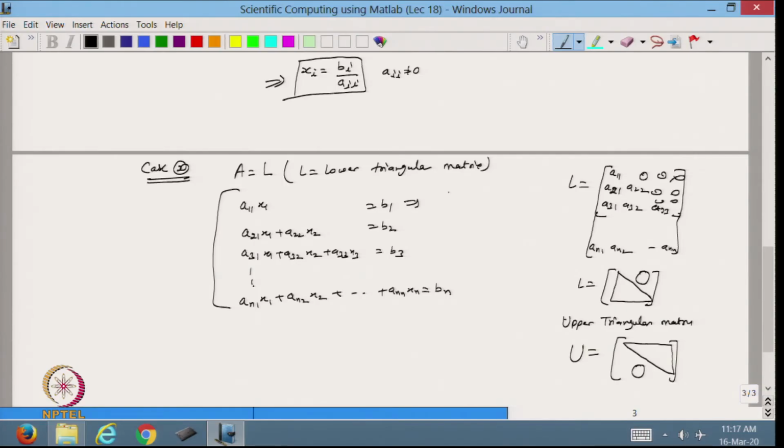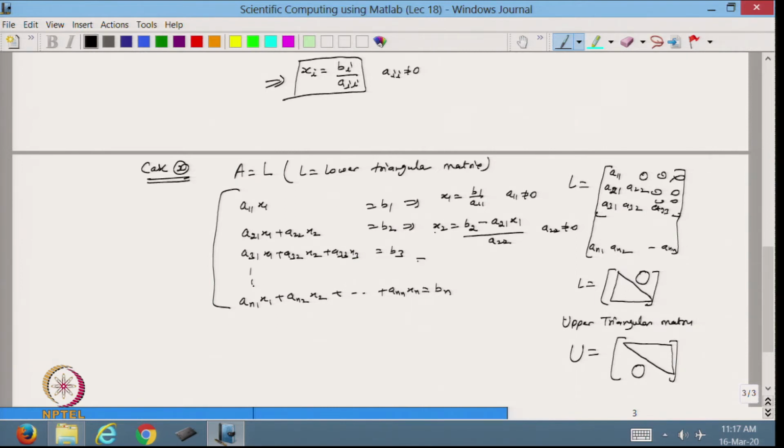Now, if you see clearly, from the first equation I can find my value of x1. So, x1 is B1 by A11, provided A11 is not equal to 0. So, I am able to find the value of x1. Now, I know the value of x1, so I can find the value of x2. That will be B2 minus A21 x1, divided by A22, provided A22 is not equal to 0. Once I am able to find x1 from this step, I will substitute the value of x1 here, and from here I am able to find the value of x2.